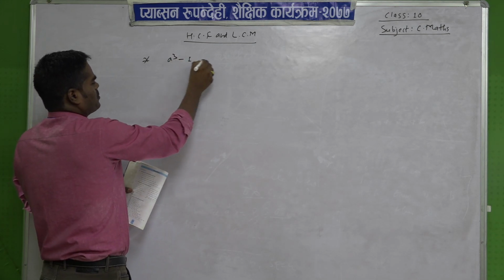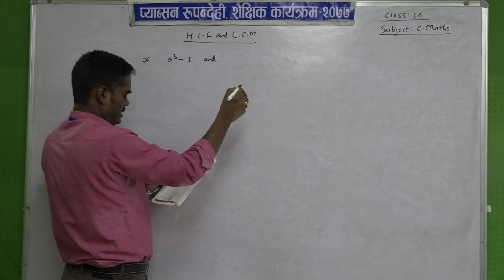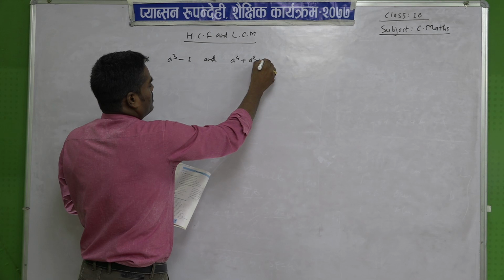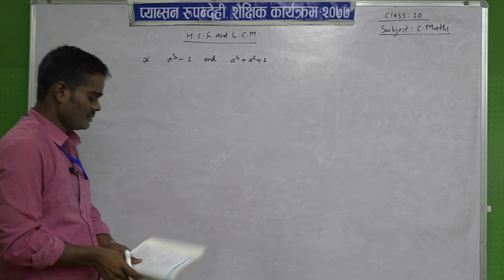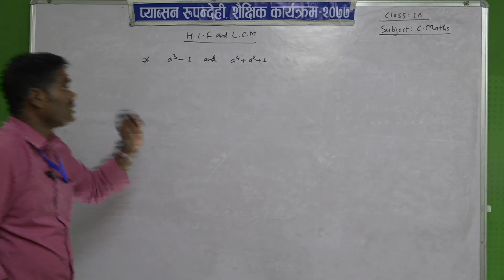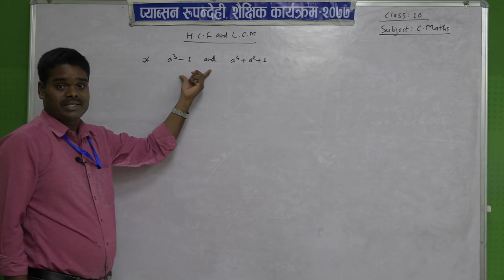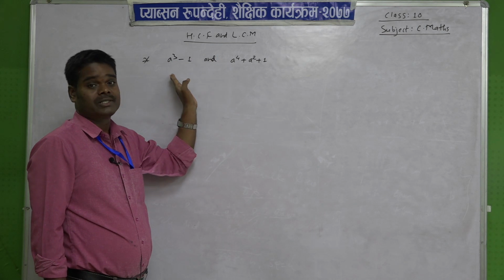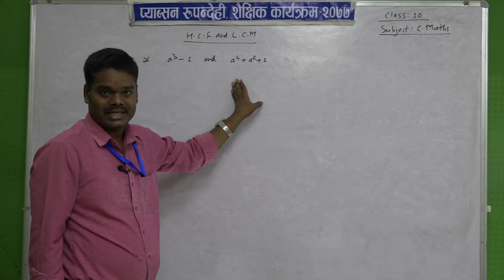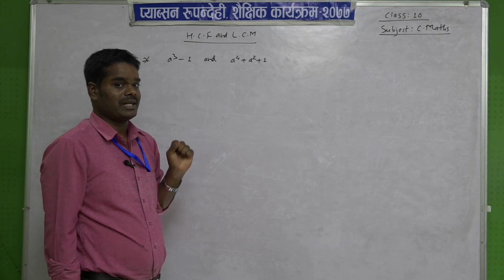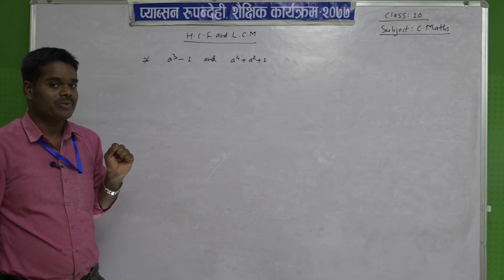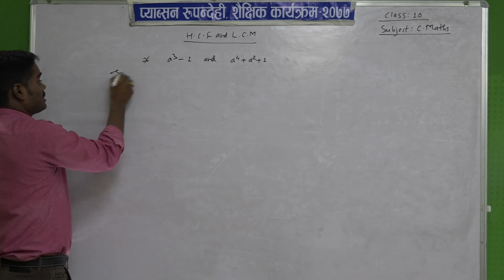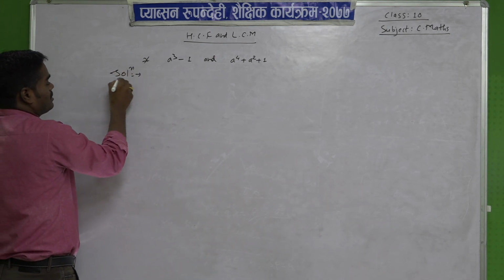a cube minus 1 and a power 4 plus a square plus 1. See there, here two expressions are given. For these two expressions we have to find out the SCF and LCM. To find out LCM and SCF, firstly we have to factorize both expressions. So, see here, the solution.